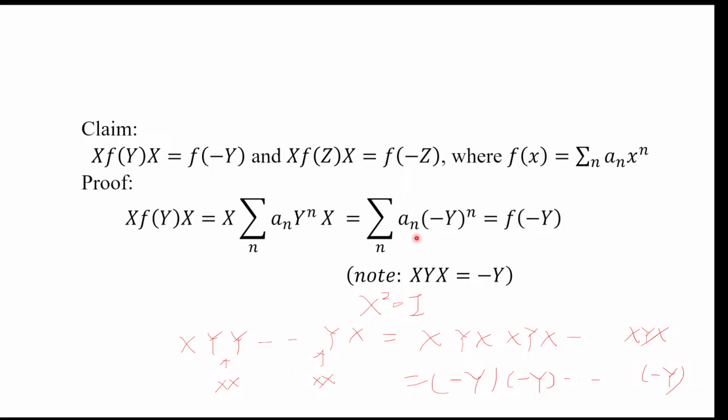Okay, so yeah, this is f of minus Y, and similarly, because X and Z anti-commute, this is f of minus Z.